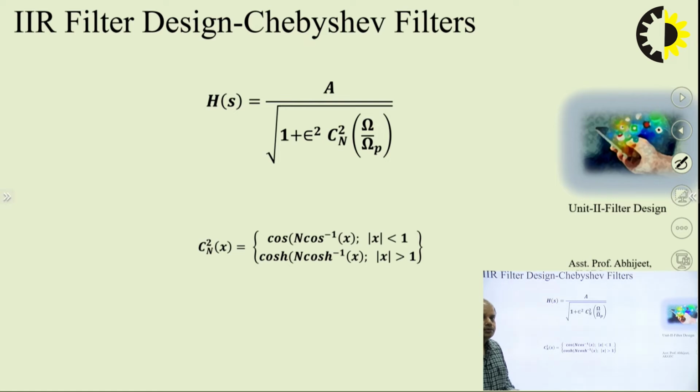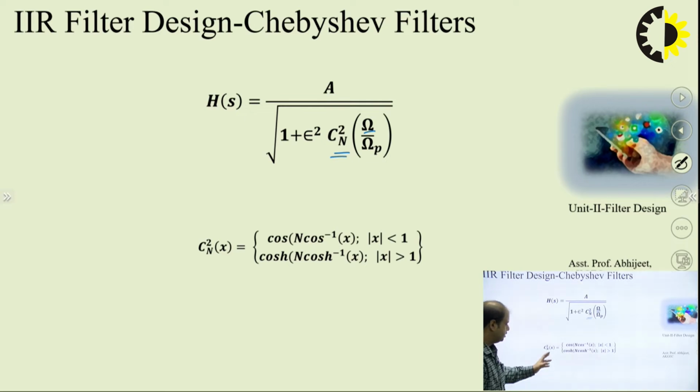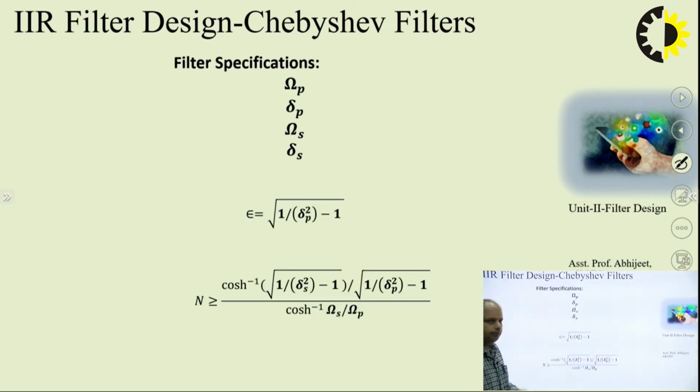Secondly, there is also something which is called a Chebyshev filter. For the Chebyshev filter, the numerator has a different constant a, and H(s) is given by a divided by 1 plus epsilon square Cn square of omega upon omega p. Understand that this is a function of omega, and Cn square is the Chebyshev polynomial. So Cn of x is defined as either cos of n cos inverse x for modulus of x less than 1, or cosh of n cosh inverse x for magnitude greater than 1.